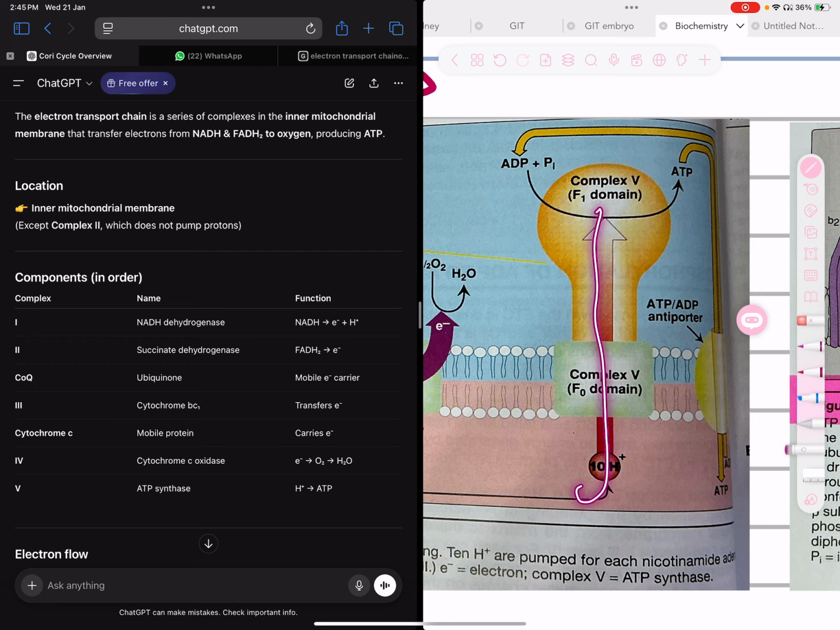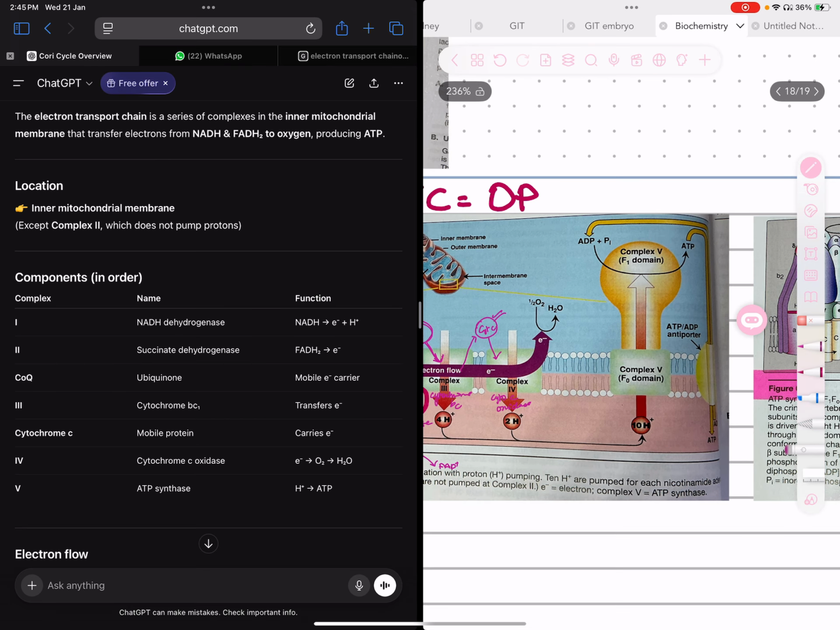So because of this gradient, ATPs are being generated. How? Because that energy is used to convert ADP into ATP, and that ATP is being pumped into the intermembranous space. So this is how ATP is being generated.